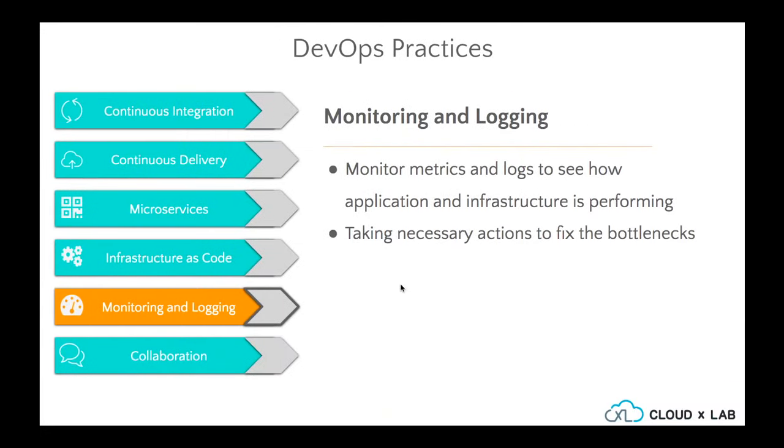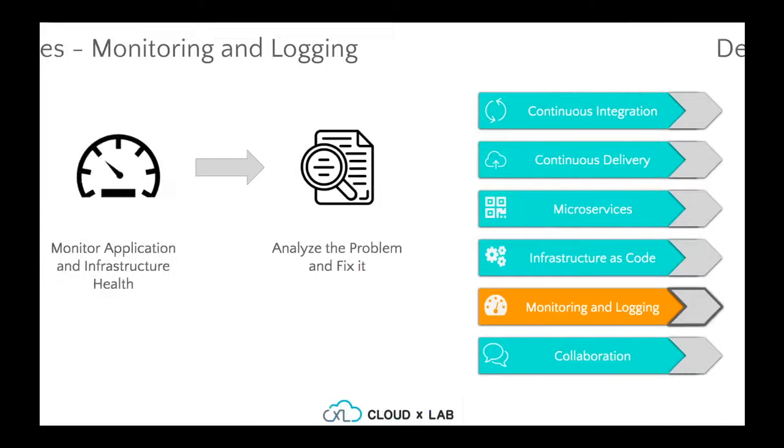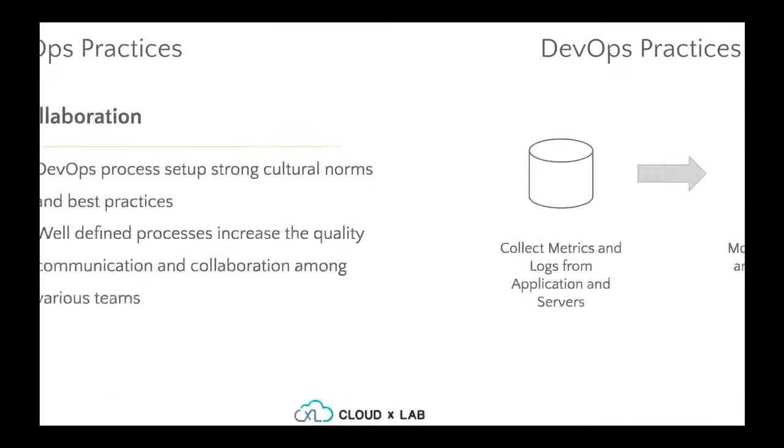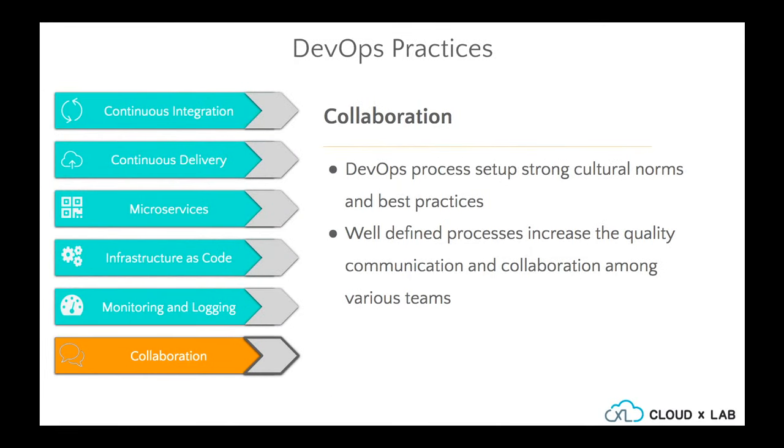With respect to monitoring and logging, you always monitor the metrics and logs to see how the application infrastructure is performing, and in case there are bottlenecks, you take necessary actions. What you generally do is collect the metrics and logs from the application servers, bring them together, and then observe them together. Because if you have like 100 machines running the same code, some users are accessing one server and some are accessing another, so bringing all the logs together is very, very important, and then you analyze or visualize to fix it. This will be done using Grafana and other tools that we'll be discussing.